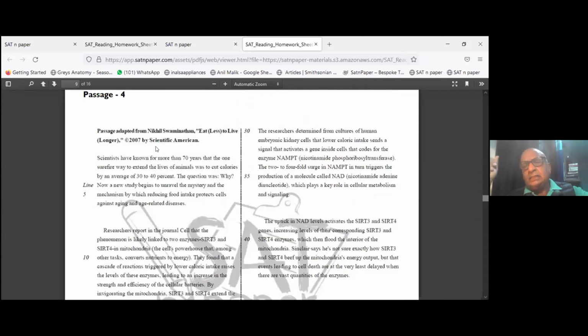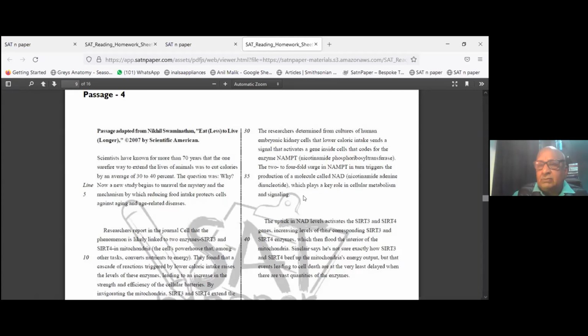So if you read the blurb, the introduction and the conclusion, you should get the main idea. In this first paragraph, he says scientists have known for 70 years that the one surefire way to extend the life of animals was to cut calories. The question is why? Now a study begins to unravel the mystery and mechanism by which reducing food intake extends your life. I can read the conclusion, it says the same thing. I read the blurb, it says the same thing. My main idea is eat less, you live longer. I can go and start answering the questions.